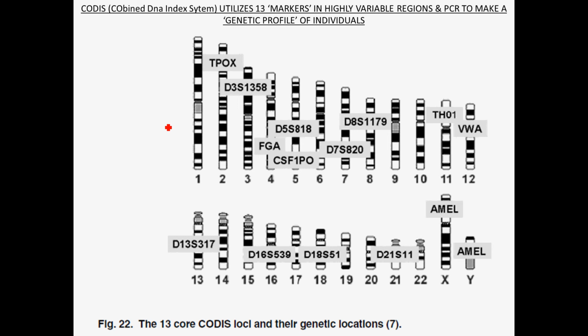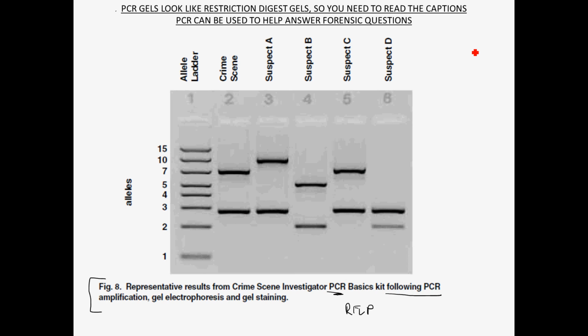So if you look at the human genome as an example, there are areas of the genome that are known to be highly variable. For these examples, we're just going to look at chromosome 11. On this chromosome 11, this locus right here is called TH01. This locus is known to be highly variable between individuals. So if that's known to be true, then we can use PCR to detect the differences in individuals.